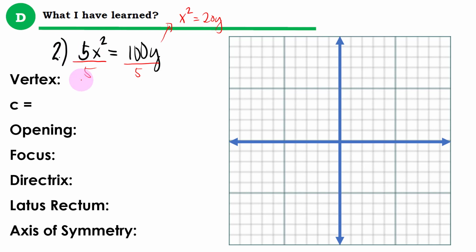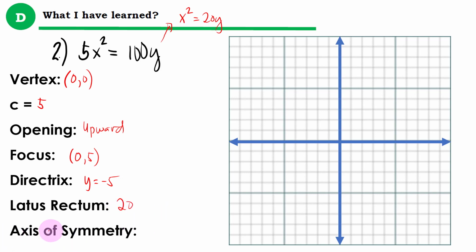So, basically, our vertex here is (0, 0). Our focal length is 20 divided by 4. So, we have 5. Our opening, this opens upward. Our focus, since it opens upward, is (0, 5). Our directrix is y equals negative 5. And then the latus rectum is 20. And the axis of symmetry is at x equals 0.